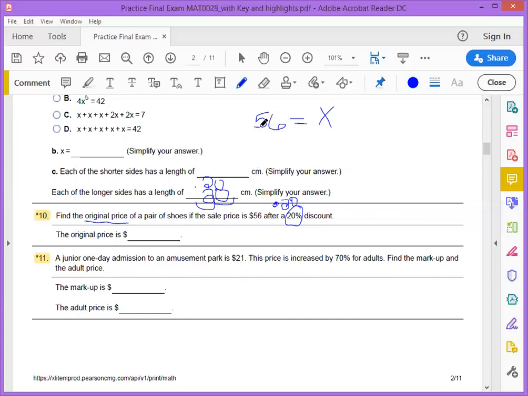So to get that sale price of $56, we have to take the original price and then subtract the discount. The discount is going to be our 20% as a decimal, so 0.20, multiplied by the original price. So it'll be minus 0.20x. That's how we get our discount. So this formula that you want to look at here would be sale price equals original price minus the discount.